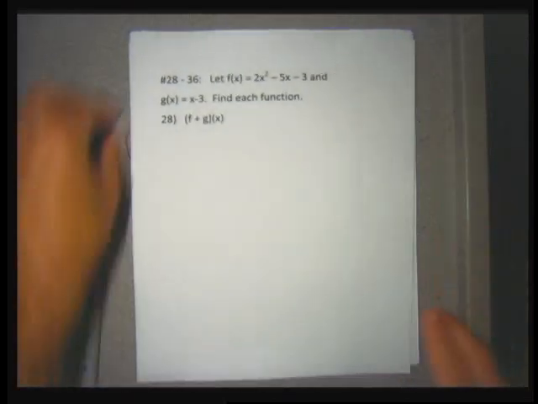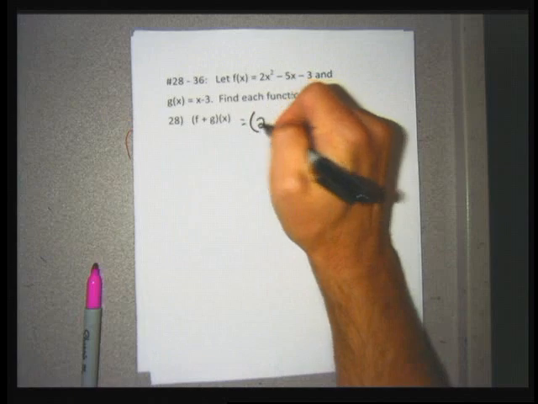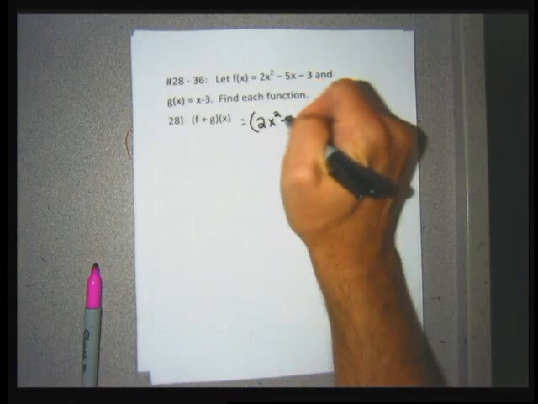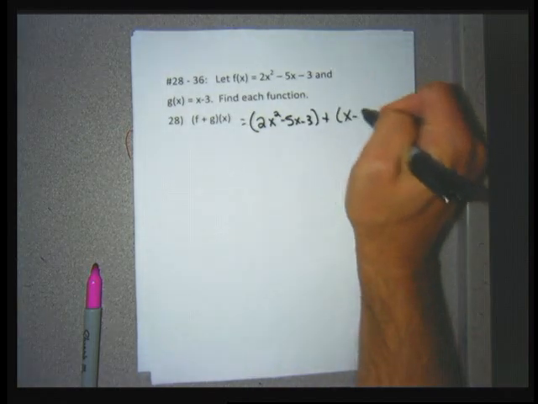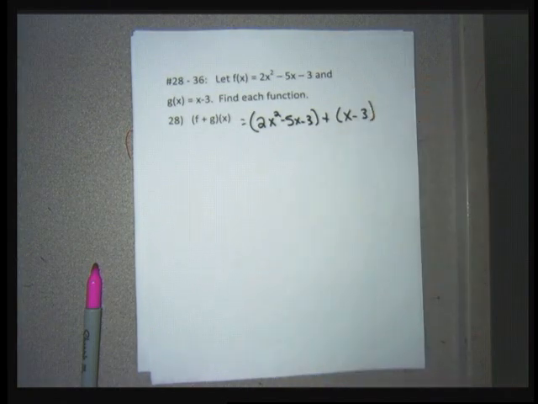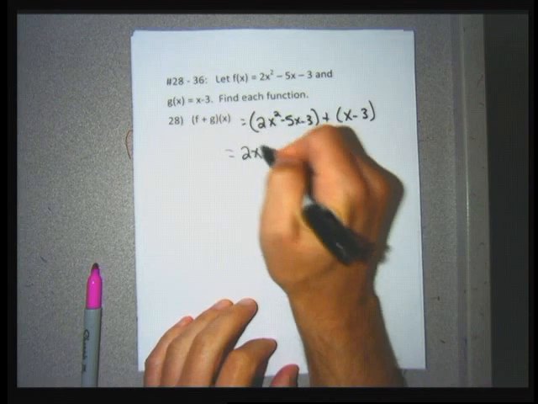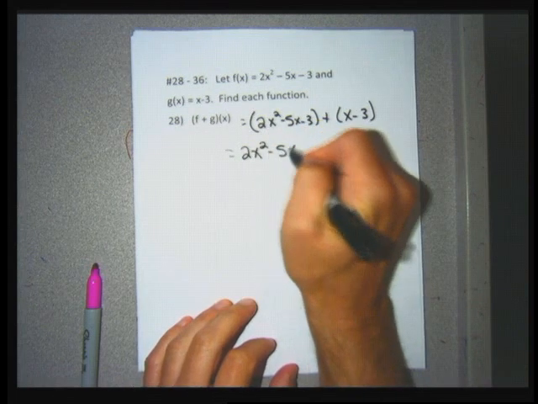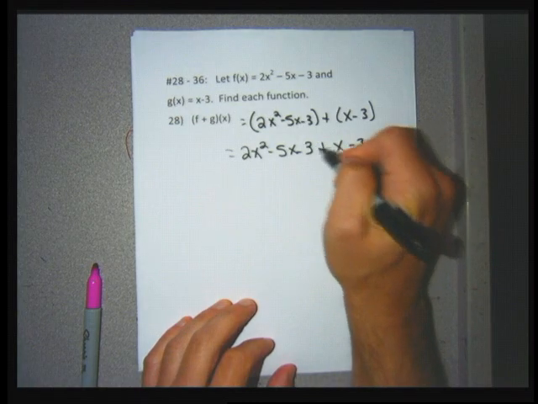28 wants me to do another plus, and it wants me to do this f function, which is 2x squared minus 5x minus 3, plus this g function, which is x minus 3. They're new functions, new right-hand sides to the old function names. To do this, I wrote two parentheses separated by a plus sign. The parentheses really weren't necessary, so if you didn't put them in, that wouldn't be wrong.